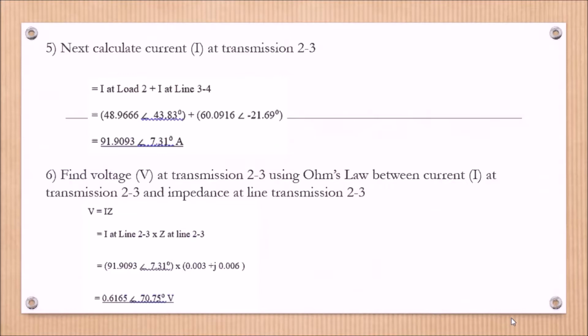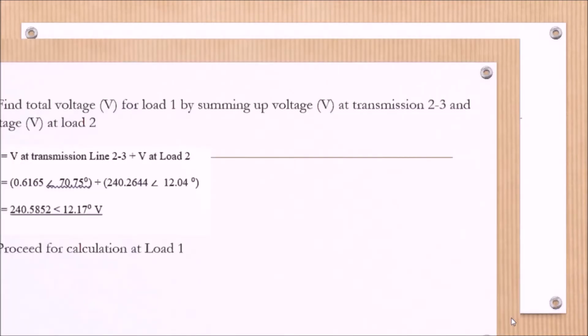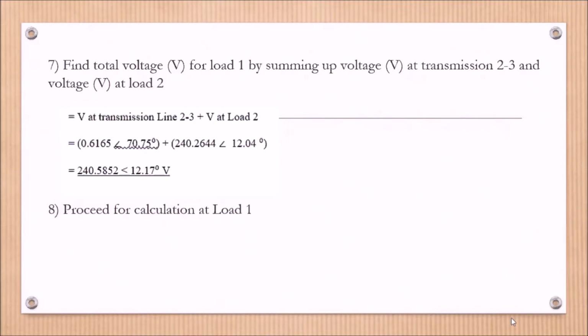Next, we calculate the current at transmission 2 to 3, where we sum up the current at load 2 and the current at line transmission 3-4. After that, we find the voltage at transmission 2-3 using Ohm's law between the current at transmission 2-3 and the impedance at line transmission 2 to 3, where we use the formula V equal to IZ, where we use I at line 2-3 multiplied by the impedance at line 2 to 3.